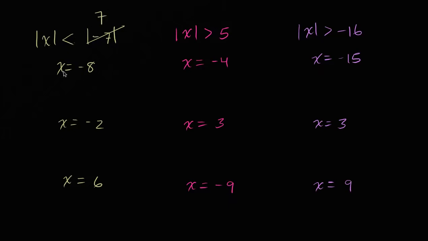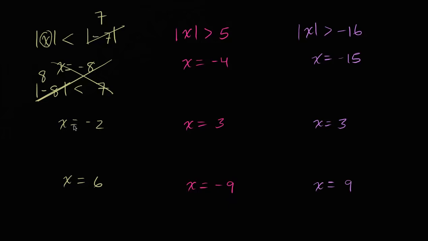So let's see if it's true for x equals -8. If x equals -8, then wherever we see the x, we put -8 there. Is the absolute value of -8 less than 7? Well, the absolute value of -8 is just going to be 8. So is 8 less than 7? No, 8's greater than 7. So x equals -8 does not satisfy the inequality.